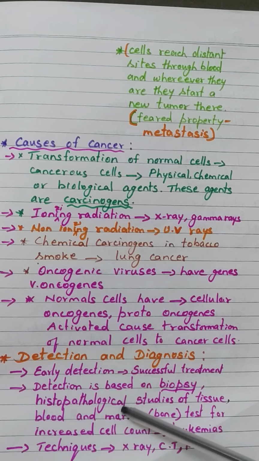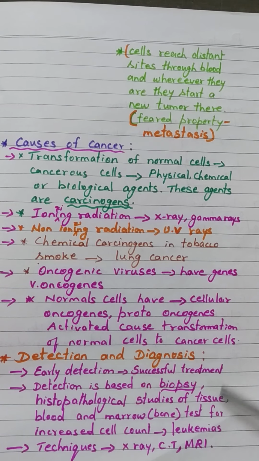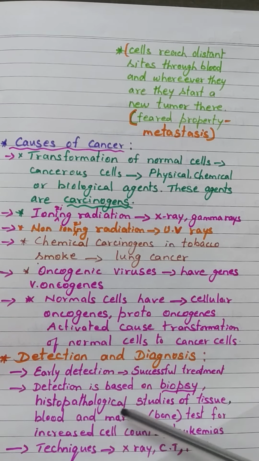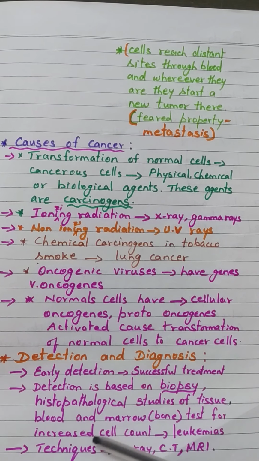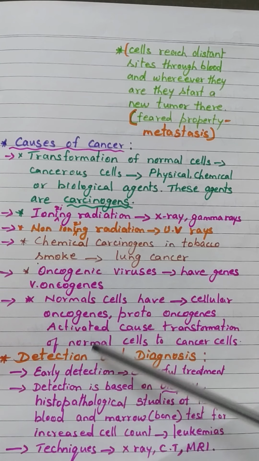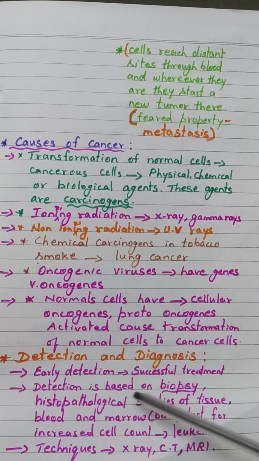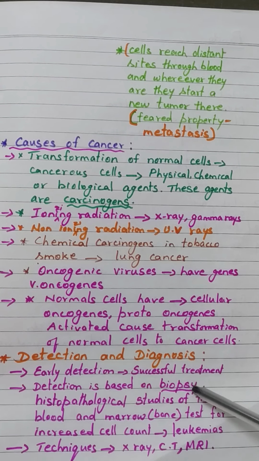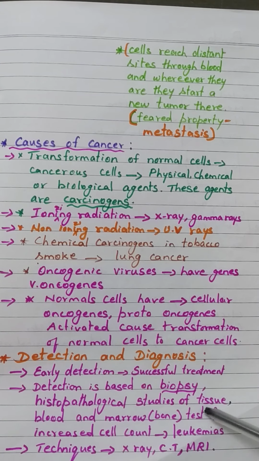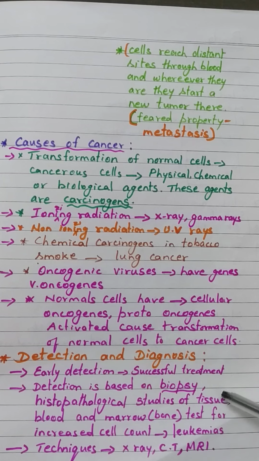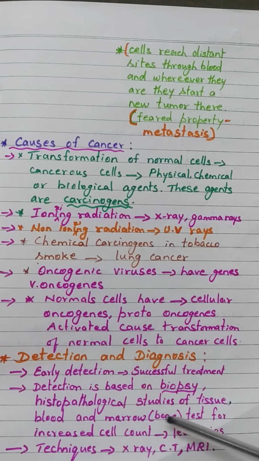Detection is based on biopsy and histopathological studies of tissues, and then blood and marrow tests for increased cell count. So we can detect the presence of cancer by biopsy. We will study each thing separately. Biopsy and histopathological studies involve studying our tissues, and also the number of cells present in the bone marrow, whether more cells are present in the bone marrow or not.